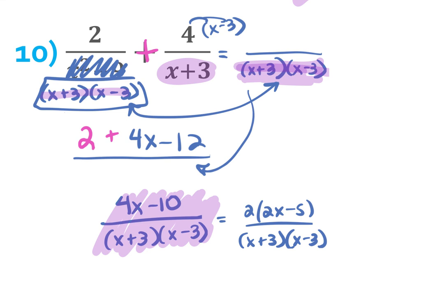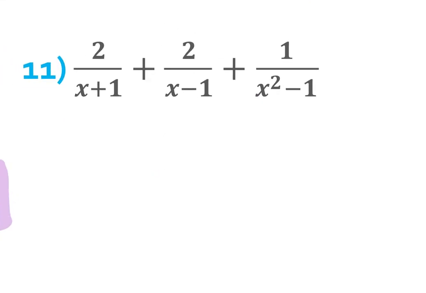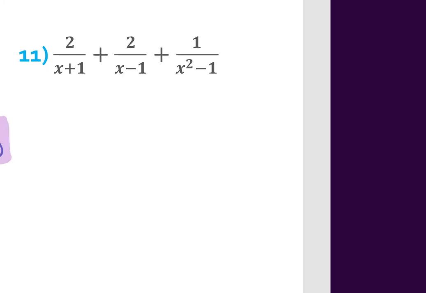Okay, last one. Is there a denominator that can be factored? Oh. Yes. All right, so that last one is the difference of two squares, x plus 1 and x minus 1.